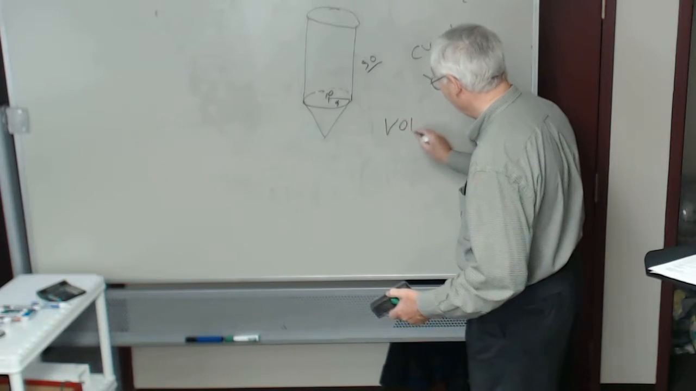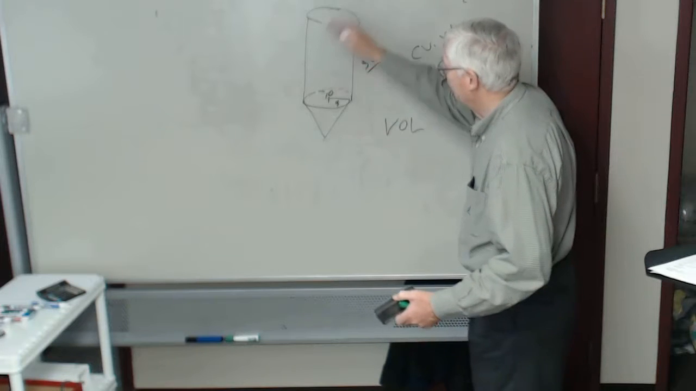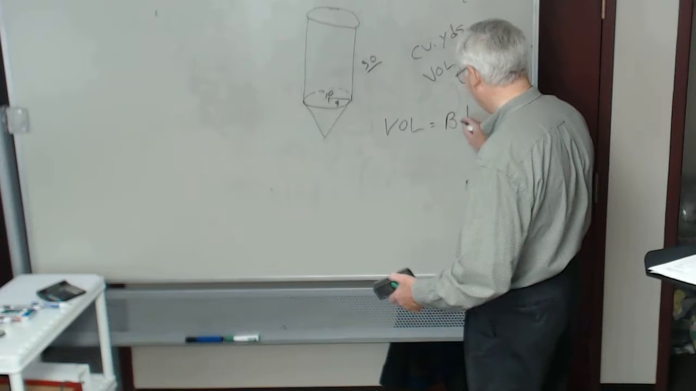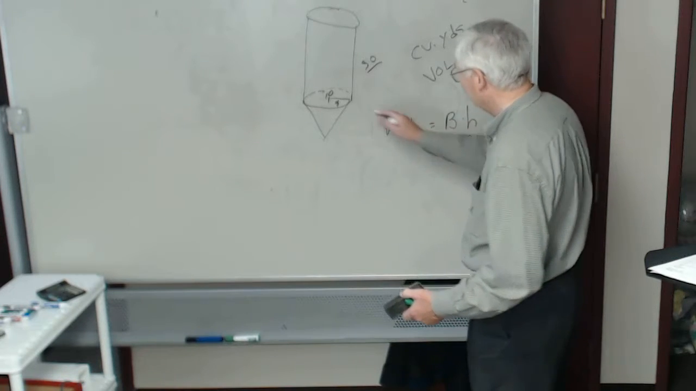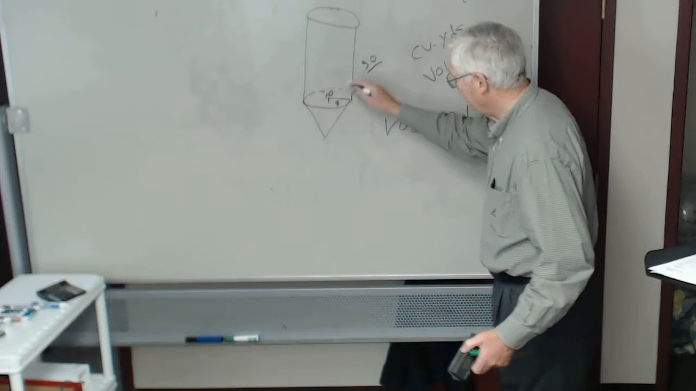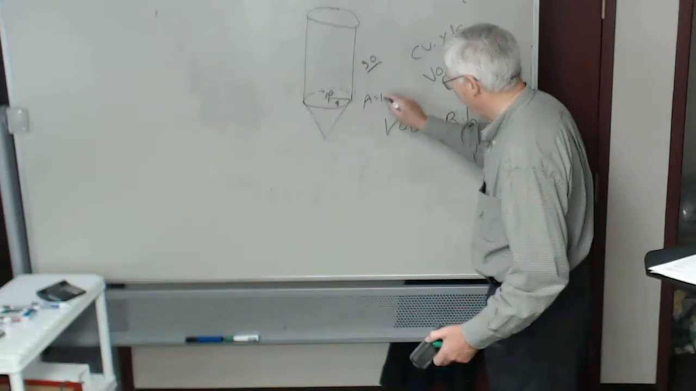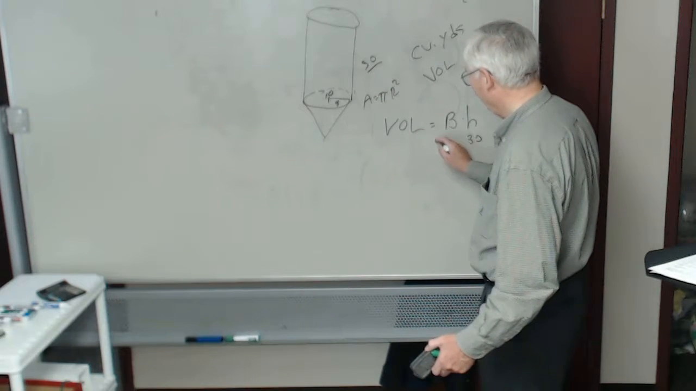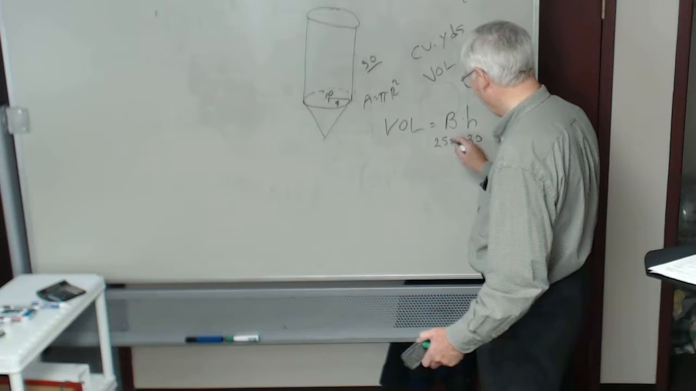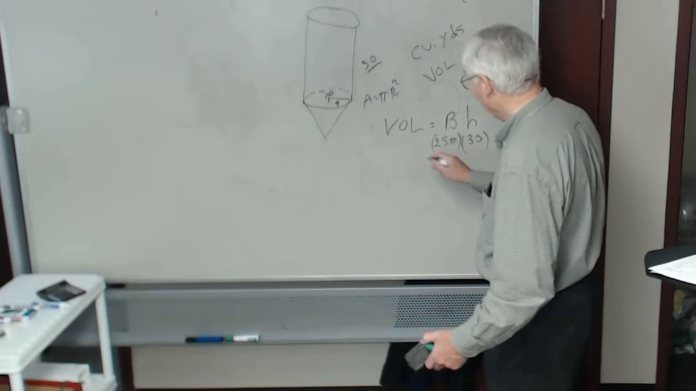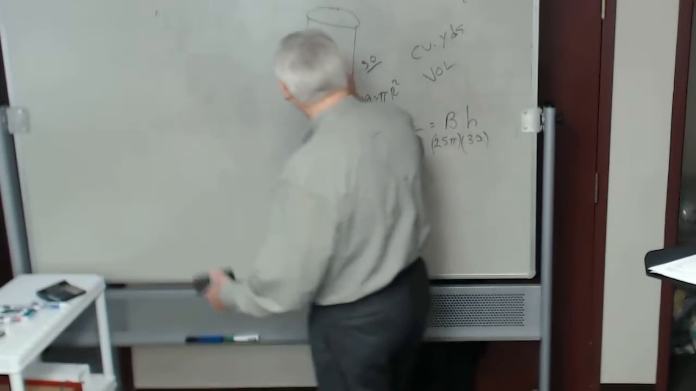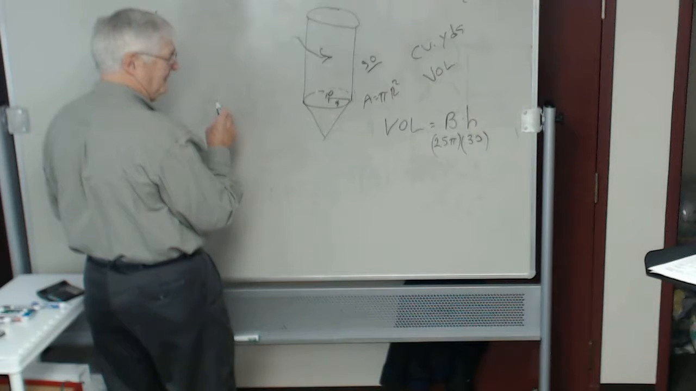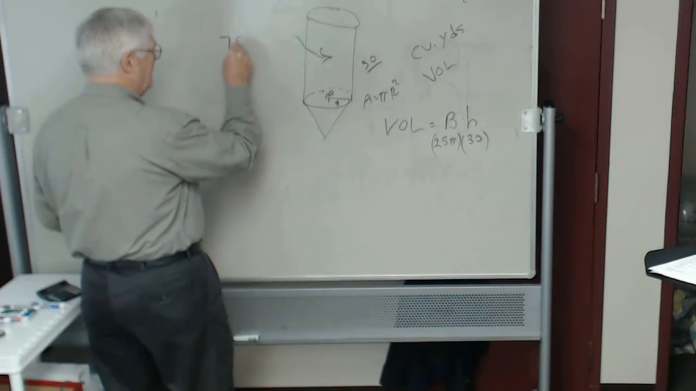So what's the volume of this top part? The area of the base times the height. The height is 30. What's the area of the base? What's the area of a circle? Pi r squared. So the base would be 25 pi. Everybody follow that? That's the volume of this part right here. What's 25 times 30? 750?